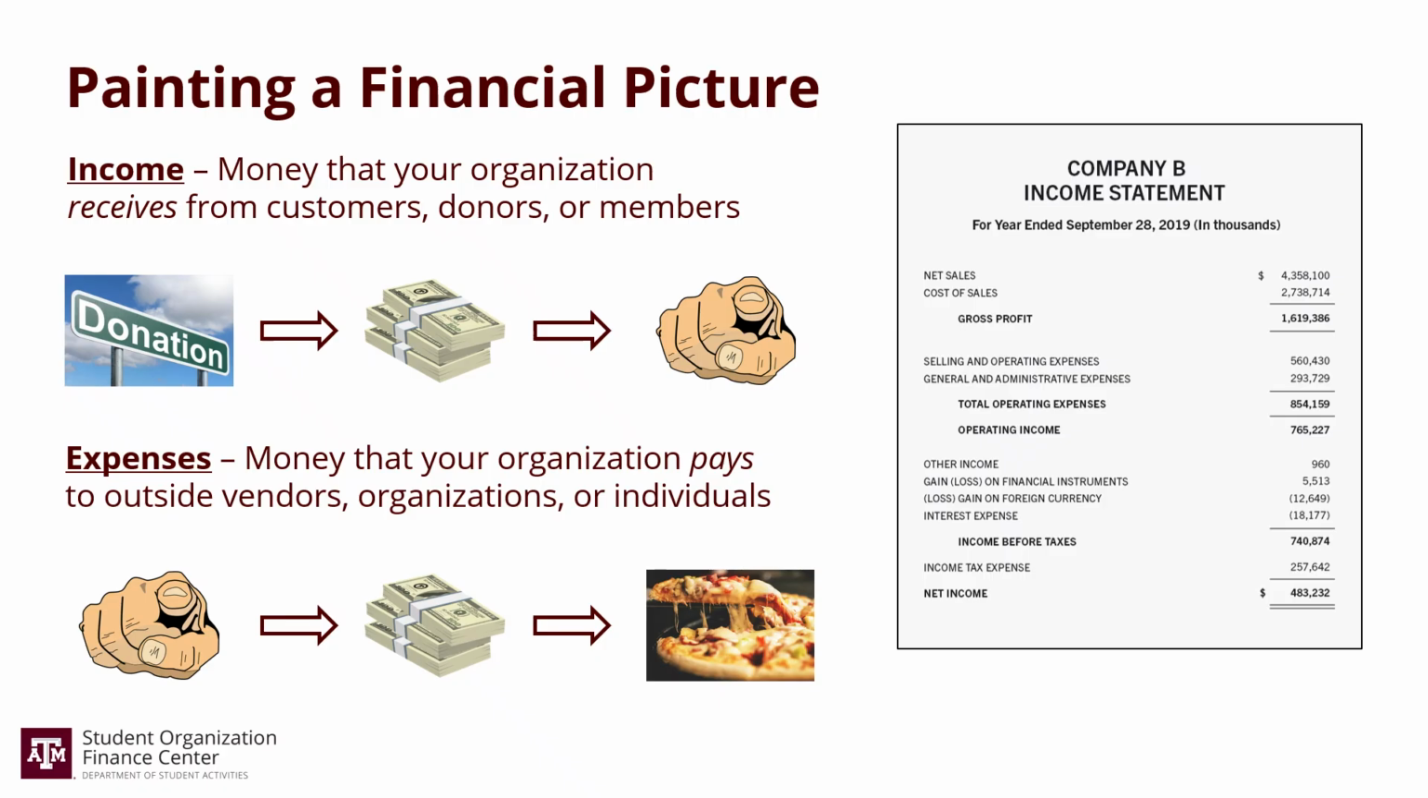On the right, you'll see an example income statement. An income statement compares income to expenses to show if your organization is making money or losing money. It's important that your income meets or exceeds your expenses in any given fiscal period so that your organization maintains financial health.